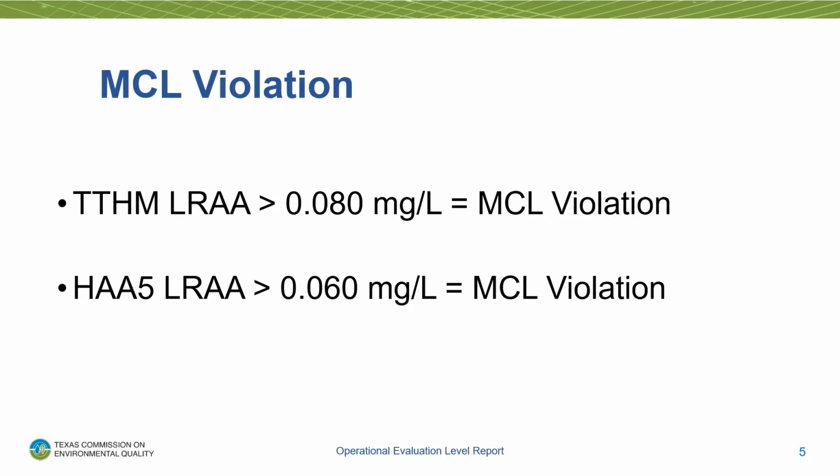So whenever I say MCL violations, the level at which an MCL violation occurs is where the locational running annual average, so the location where you're having an exceedance, the annual average exceeds the MCL, which is 80 micrograms per liter or 0.08 milligrams per liter for TTHM. For HAA5, it's 60 micrograms per liter, translated there on the screen to milligrams per liter.